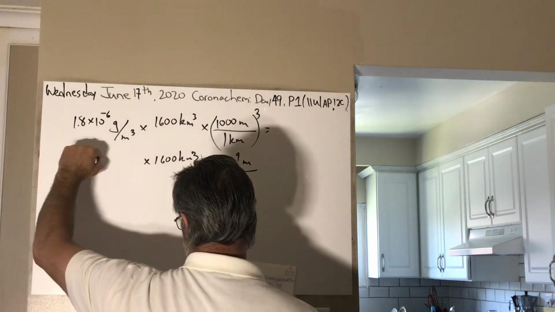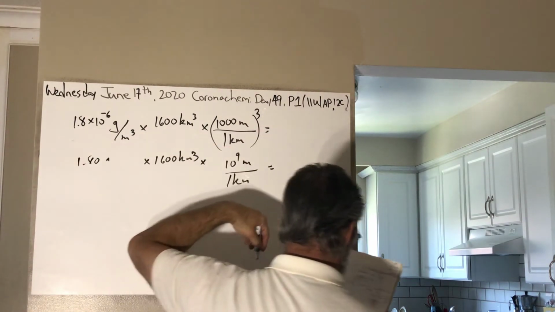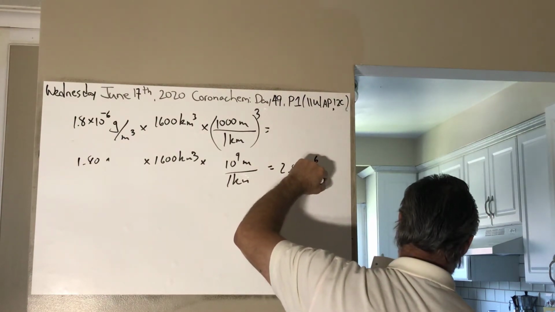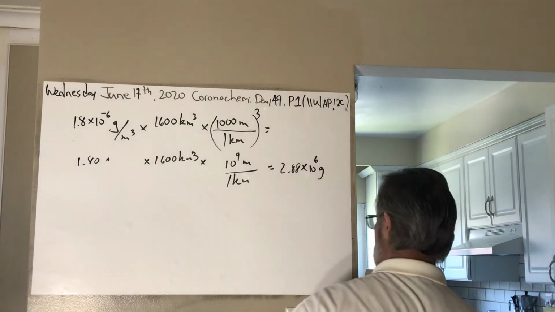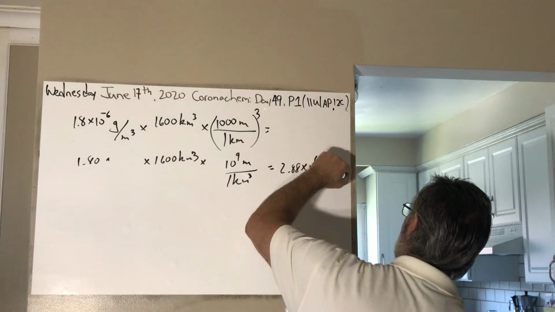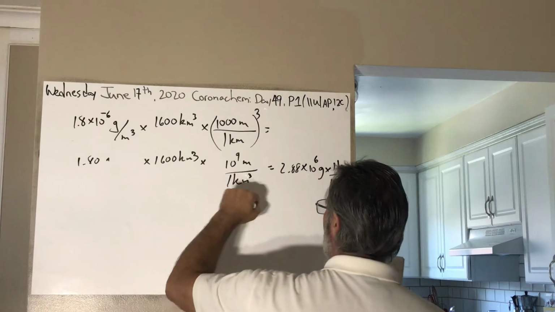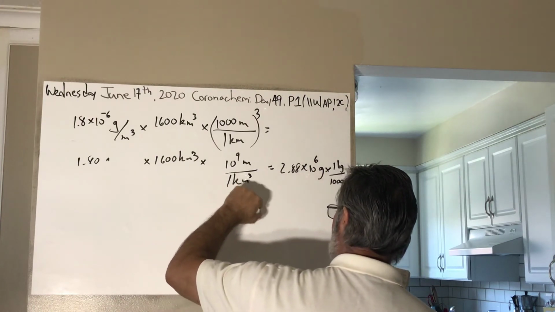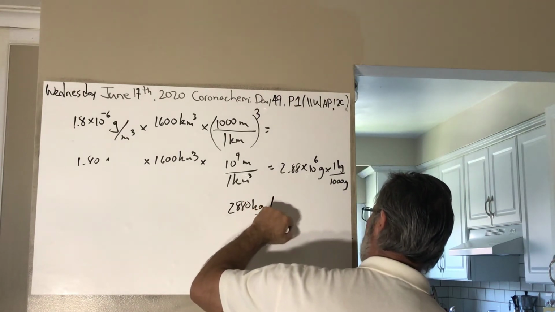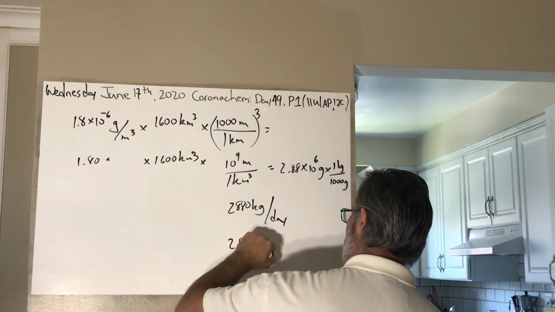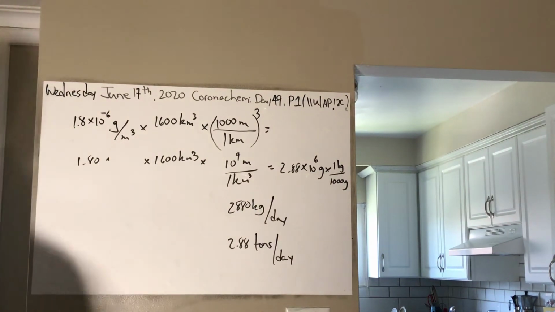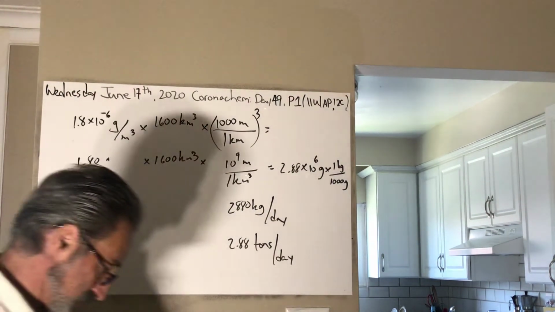And still multiply by all this, blah, blah. What you get is 2.88 times 10 to the 6 grams times 1 kilogram per 1,000 grams, or 2,880 kilograms per day, or if you like, 2.88 tons of mercury per day were thrown into the atmosphere. That's quite a frightening amount. But mind you, it was spread over a very large area.